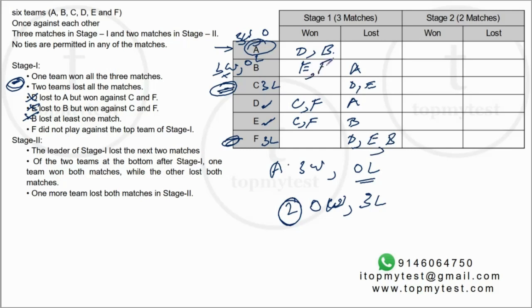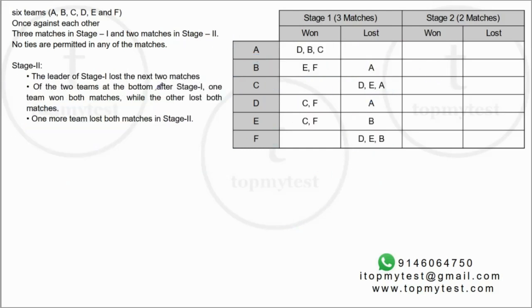Now what is left? Left is C's 3rd match. Now C, the only team which has not completed 3 matches, is A. So A will basically beat C also, and C will lose to A as well. So I know the first round results right now. Let's proceed to the second round. All right. Now let's see what happens in the second stage.